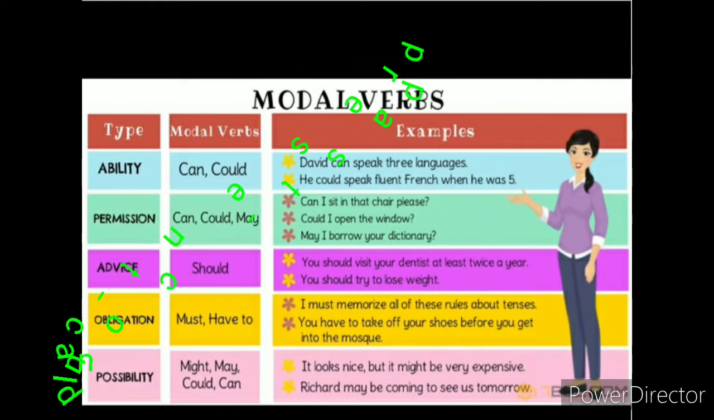For example, David can speak 3 languages. So, David has the ability to speak 3 languages. But if we want to say the same line in past form, how will we write it? He could speak fluent English when he was 5. So, this word is defining a sentence which is in past form. Here we will use the past modal of can, which is could.